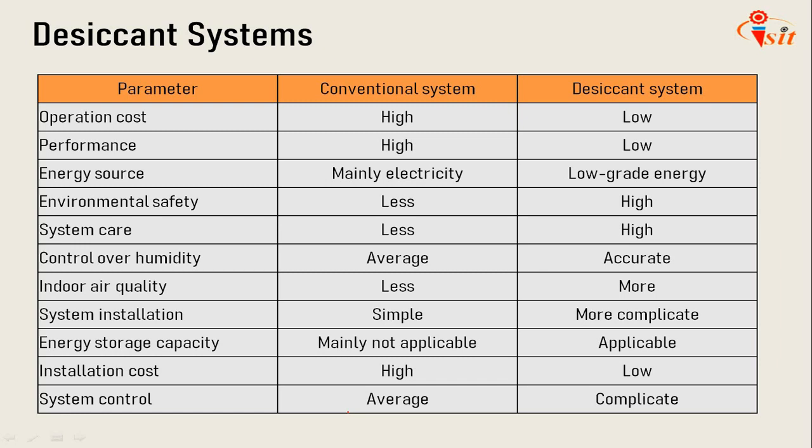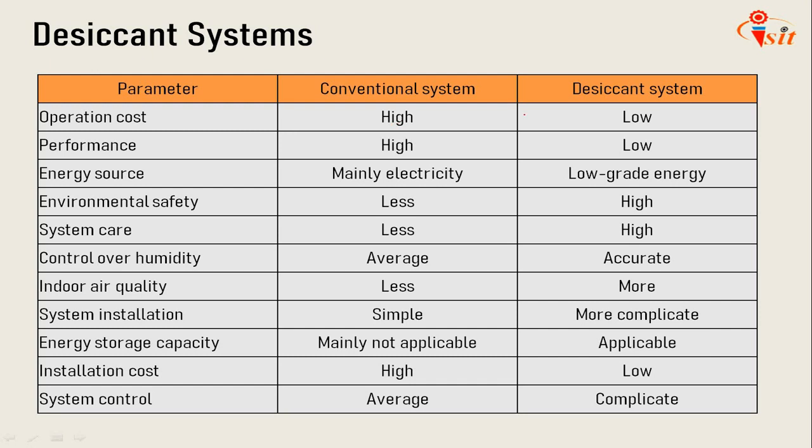Now here we will see the table, that is the comparison between desiccant and conventional system. Here the parameters given are operation cost, performance, energy source, environmental safety, system care, control over humidity, indoor air quality, system installation, energy storage capacity, installation cost, and lastly system control. So these are the comparison parameters for the desiccant and conventional system.